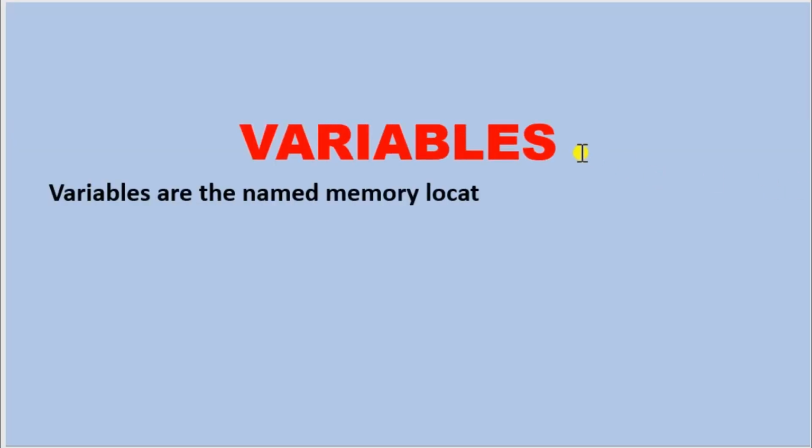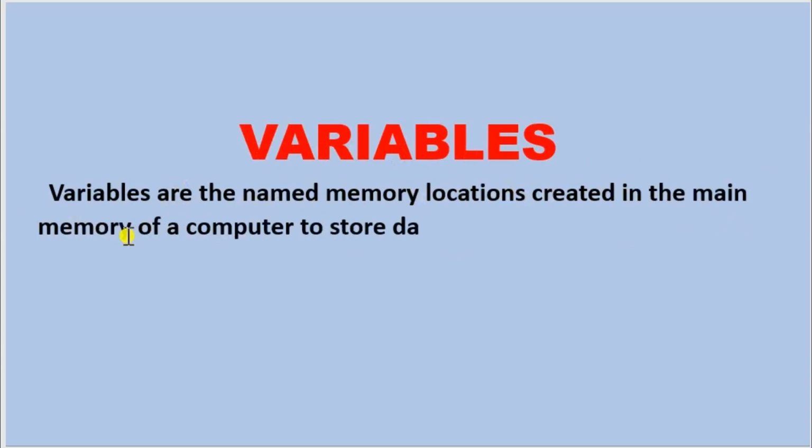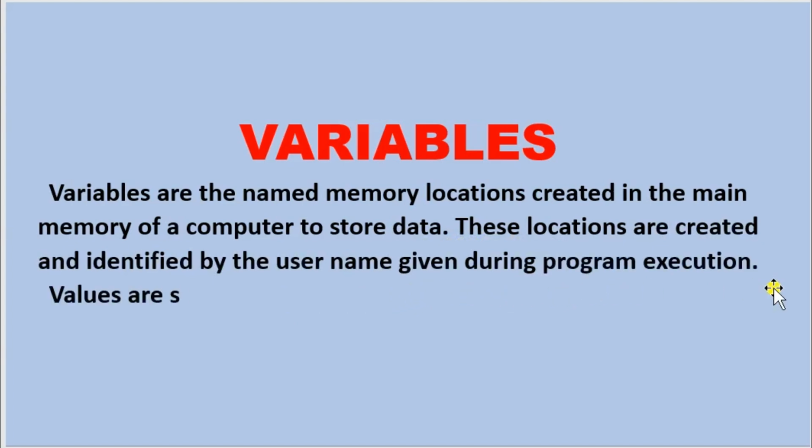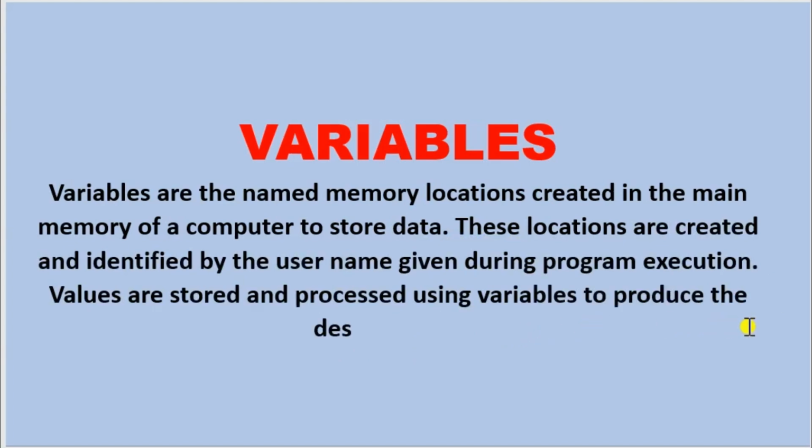Let's learn about variables. Variables are named memory locations created in the main memory of a computer to store data. These locations are created and identified by the user-given name during program execution. Values are stored and processed using variables to produce the desired results. So we understand that variables are memory locations used to store data, and they are further used during program execution.